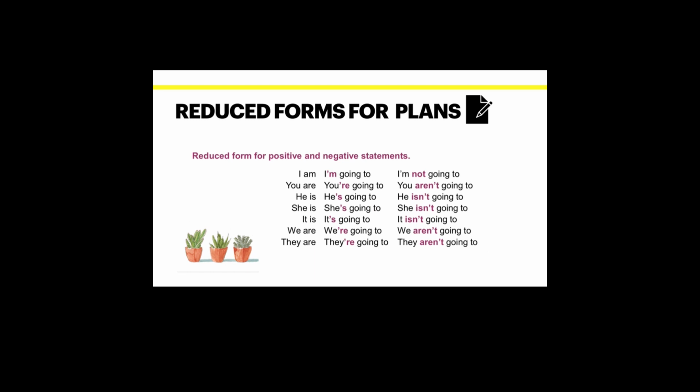Finally, we have these reduced forms in order to express in a shorter form our plans. It is to say, to speak faster. For positive and negative statements, you can use the contractions for verb to be. Am, we can use it with I'm, or the negative form, which is I'm not. Are becomes, in the case of this pronoun, you're, we're or they're, and the negative form is aren't. For he, she, and it, we use is, which is the contraction for he's, she's, it's, and the negative form isn't.